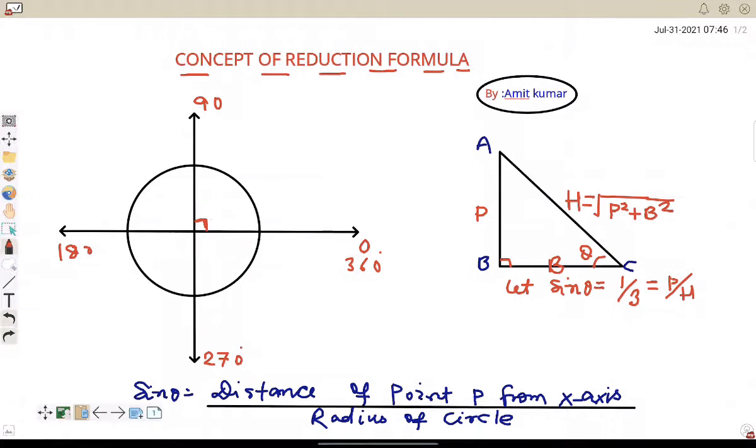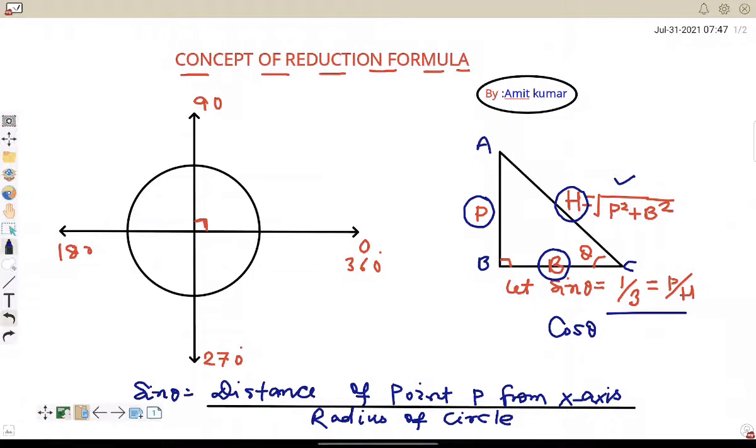So if you know the value of sine theta in any triangle, say sine theta is given as 1 upon 3, this value is equal to p upon h. Using the Pythagoras theorem, we can easily find the value of h also. Once you have an idea about any two sides, we can apply the Pythagoras theorem and find the third one. And once you find the third side, you can easily find all the remaining trigonometric ratios like cos theta, tan theta, cot theta and the rest.